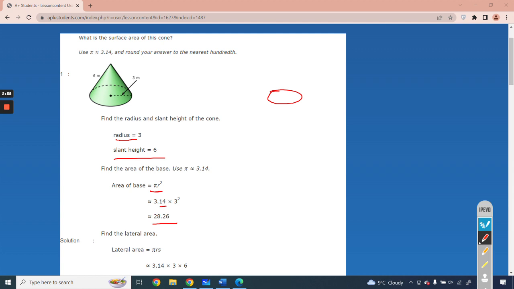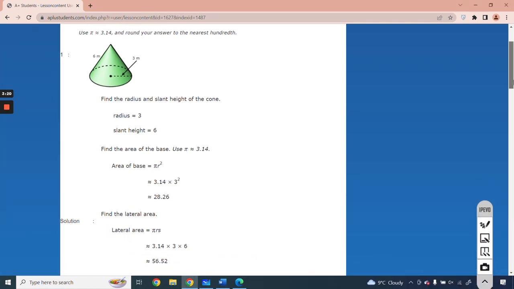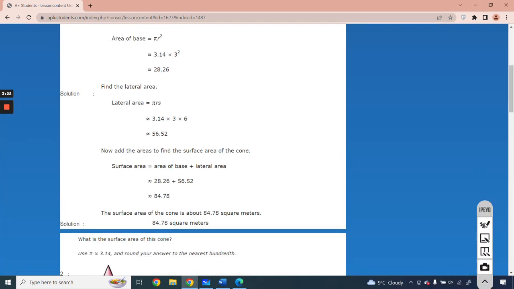Now you have to find the lateral area. Lateral area is this one. Got it? It would be pi r s. You have to memorize these formulas. The lateral area is pi r s. Pi is 3.14, r is 3, and s is 6. So you have to multiply them. When you multiply them, it would be 56.52. Got it? For the surface area of the complete cone, you have to add these two areas, the area of the base and the lateral area. Got it?